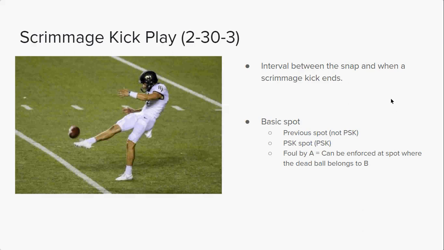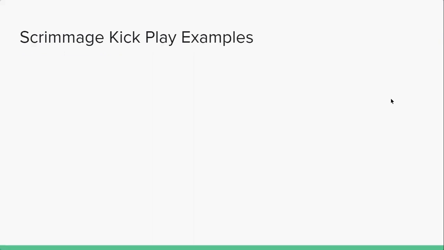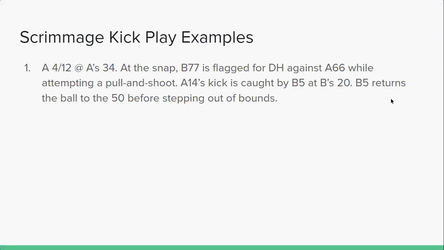That is all possible. There are some specific non-PSK fouls by B, running into or roughing the kicker, leaping the punch shield, leap immediately to mind. But pretty much any foul that B commits right at the line of scrimmage prior to the kick can be a non-PSK foul. As an example, on 4th and 12 at A's 34, right at the snap, B77 is flagged for defensive holding against A66 while attempting a pull and shoot.